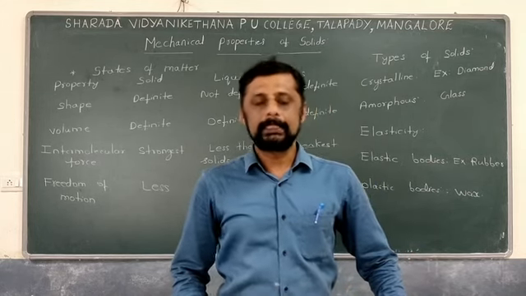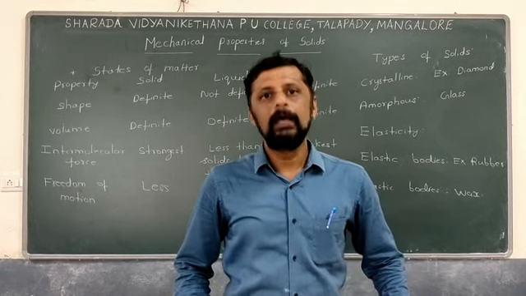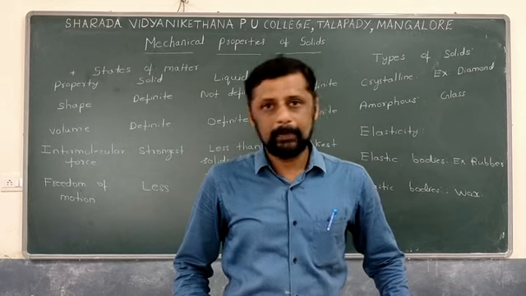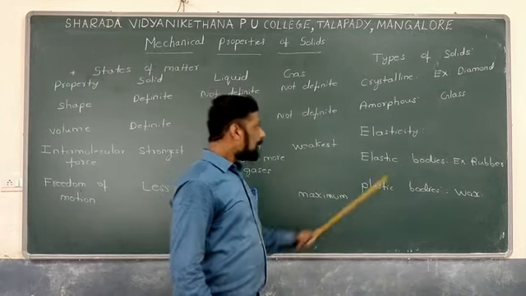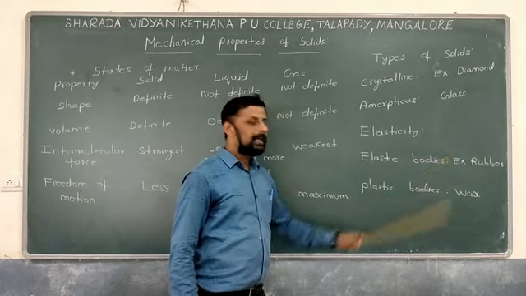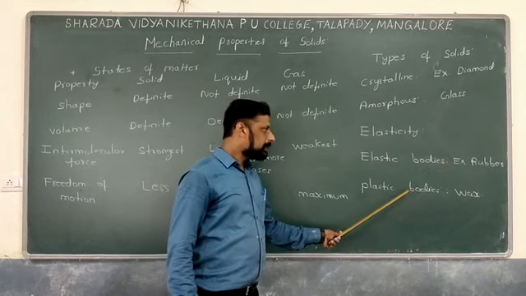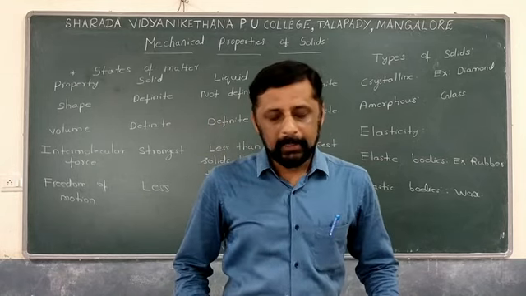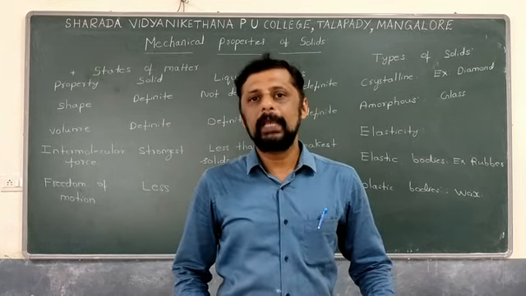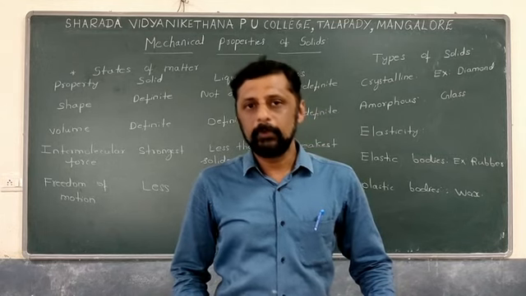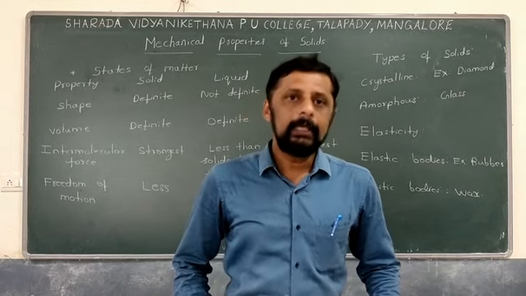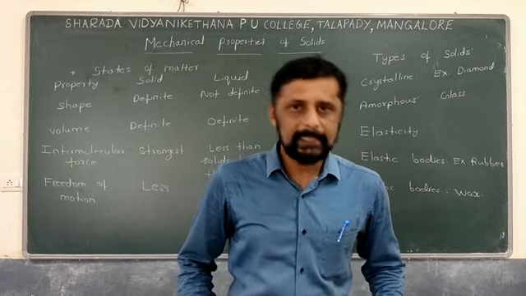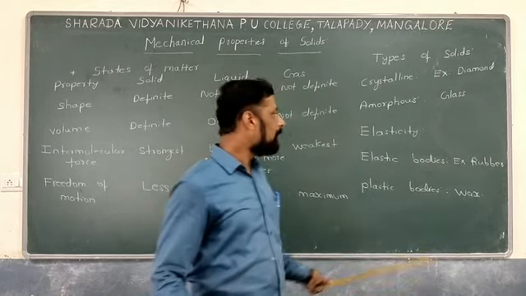Elasticity means it is the property of a material by the virtue of which it regains its original shape and size. Elastic bodies, example rubber. Plasticity means if the material does not regain its original shape and size even after removing the forces, then that property is known as plasticity, and those materials are called as plastic bodies. Example wax.